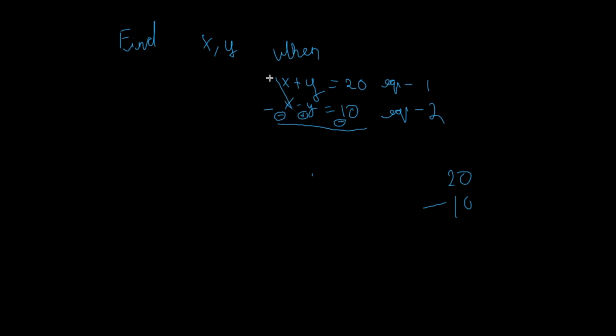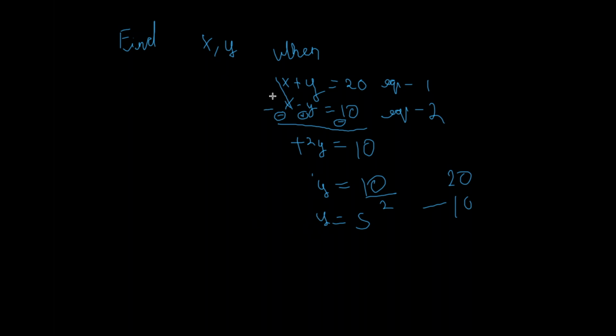So plus x and minus x get cancelled, and plus y will become plus 2y, which is equal to 20 minus 10, which is 10. So y is equal to 10 by 2, which is equal to 5.